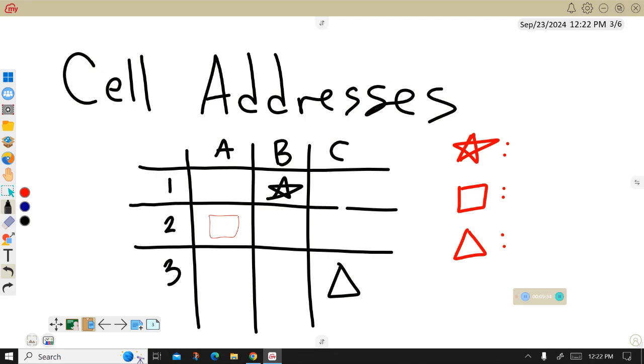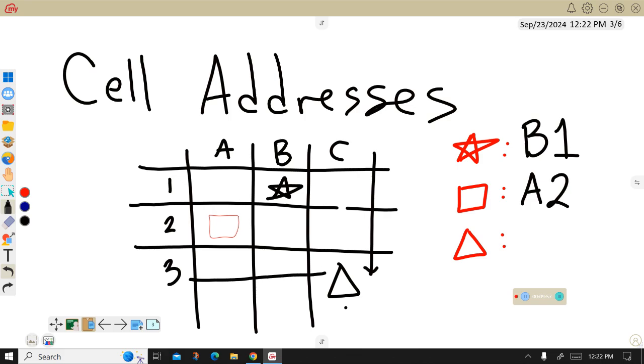So what's the address of the cell that contains the star? The address of the cell that contains the star is B1. The address of the cell that contains the square is A2. And the address of the cell that contains the triangle is C, because I got to go down to row 3, so we can see that this is C3.